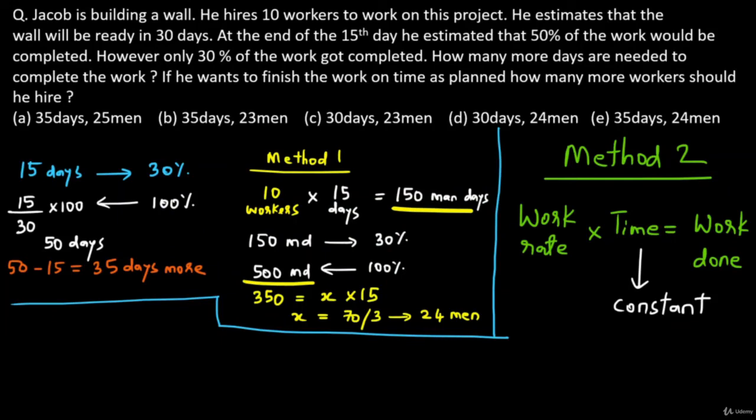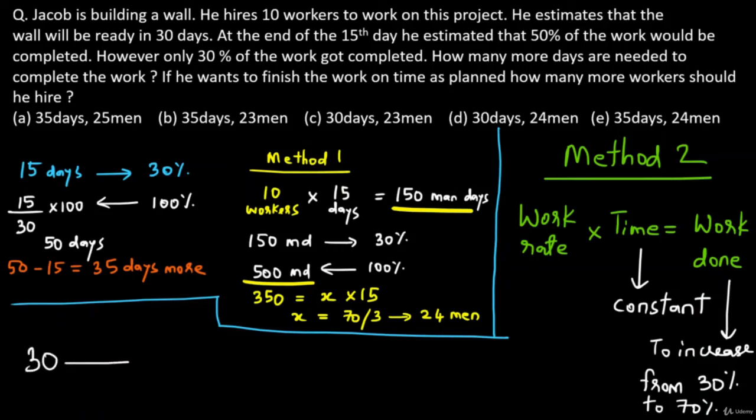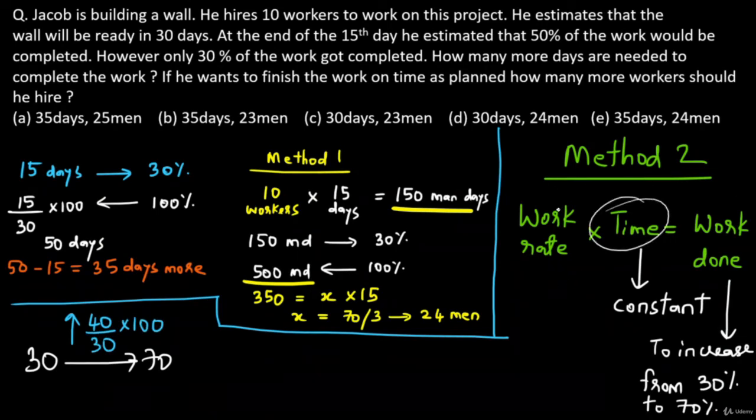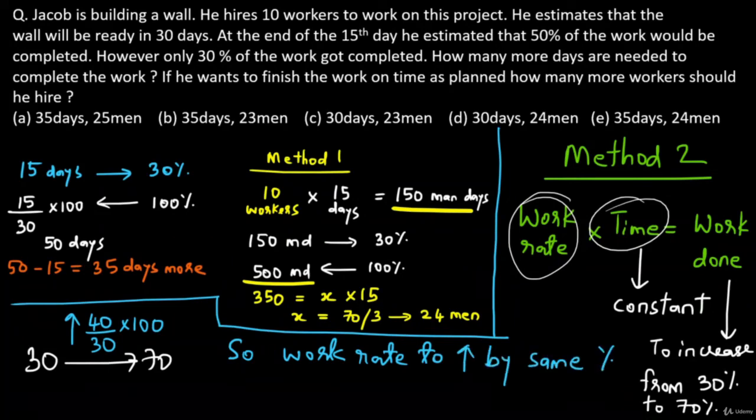Now, we need to increase the work done from 30% in the first 15 days to 70% in the next 15 days, right? So, work done has to increase from 30% to 70%. That is an increase of 40 by 30, right? Change by initial value. So that's 40 by 30 into 100, which is 133% increase, right? Therefore, as time is constant, this change has to be accommodated by work rate. Therefore, the work rate has to also increase by the same percentage.